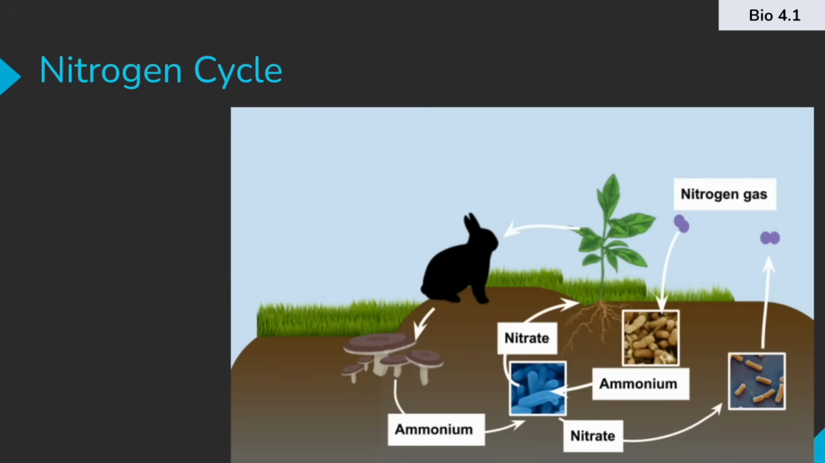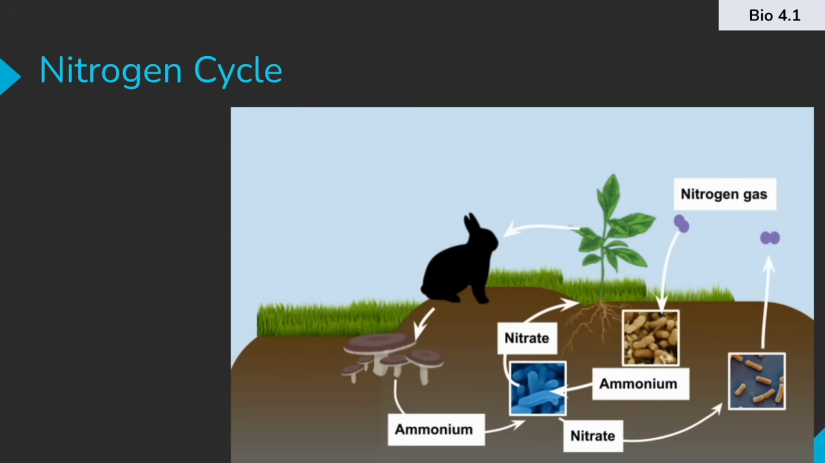Another cycle that's important is the nitrogen cycle. So you don't need to know all the steps of the nitrogen cycle, but nitrogen is very abundant in our environment, and we need nitrogen in the molecules in our cells. However, humans and many other animals and plants can't use nitrogen in the form that it's found in the air. So plants and animals rely on the nitrogen cycle to change nitrogen into a form they can use.